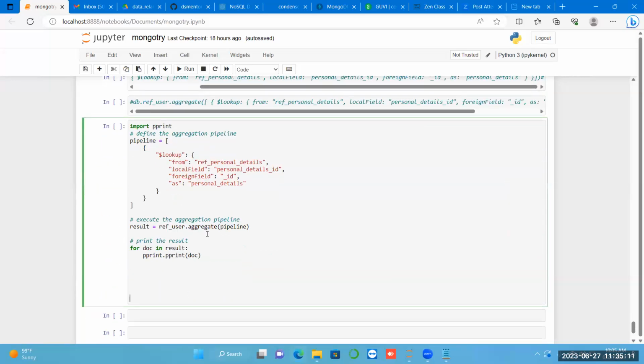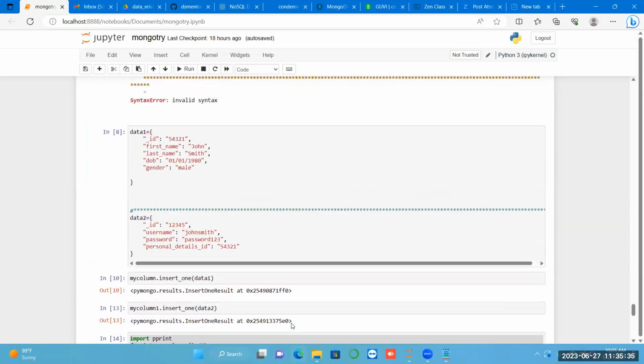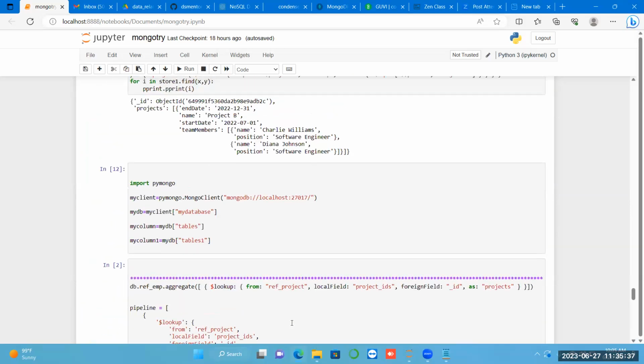Table two is the user table. What is the table two name? Sorry, data two. Data two is the data inside table two, isn't it? Yes, data two is the data inside the table. What is the table name? You tell me the table name. That table one has given this one.